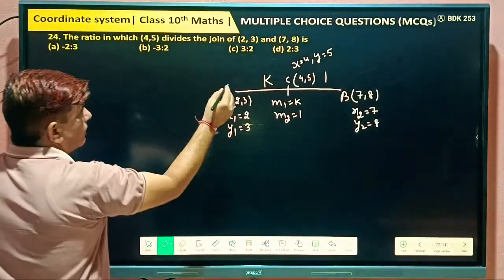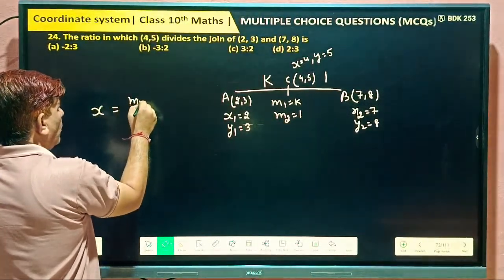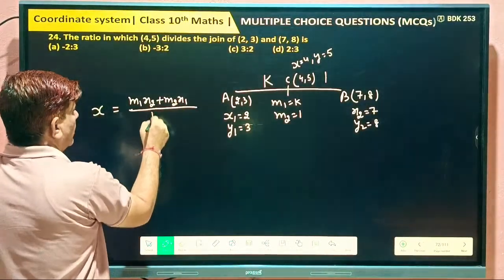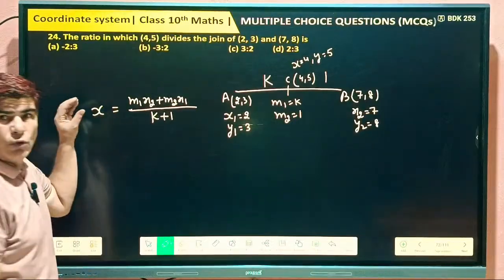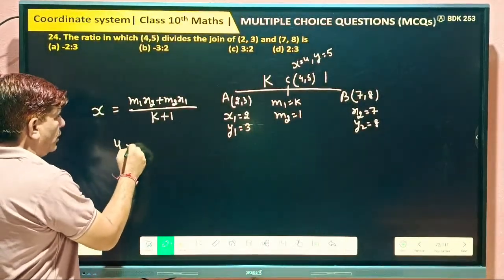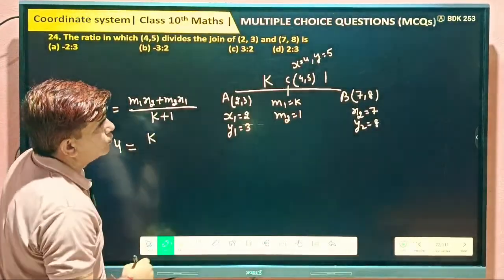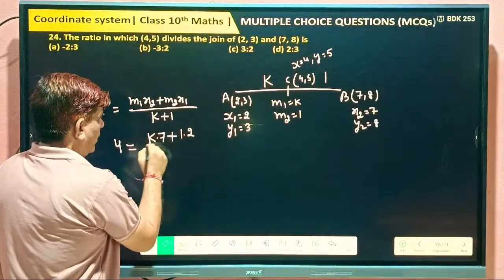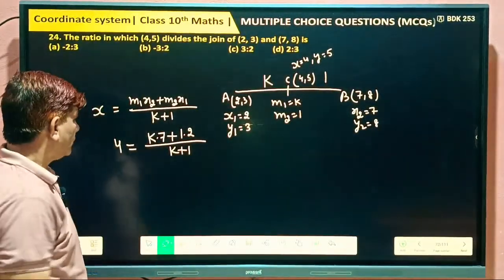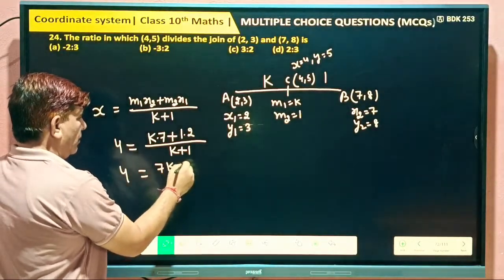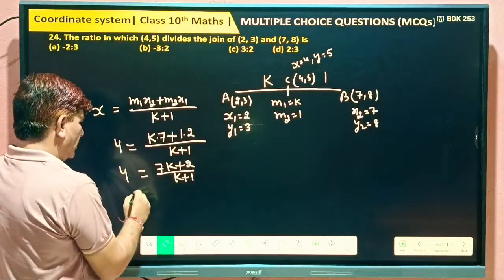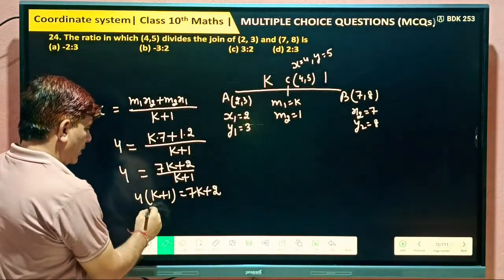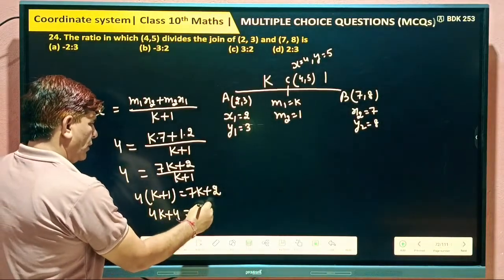So we know the section formula, x equal to m1 x2 plus m2 x1 divided by k plus 1. Putting in the values, what's the value of x? 4. 4 equal to m1 which is k into x2 which is 7, plus m2 which is 1 into x1 which is 2, divided by k plus 1. So 4 equal to 7k plus 2 by k plus 1. Multiplying across, 4 into k plus 1 equal to 7k plus 2. So it becomes 4k plus 4 equal to 7k plus 2.